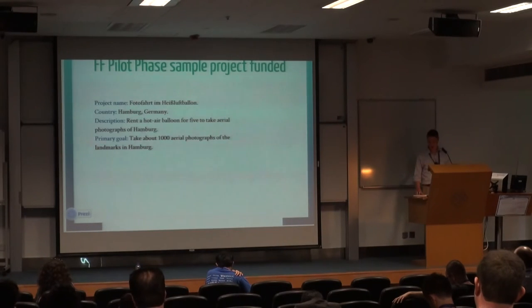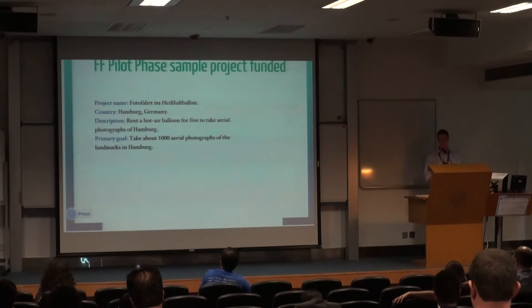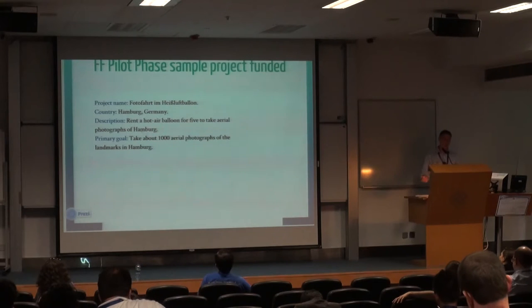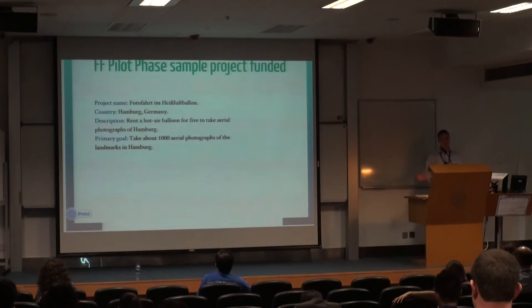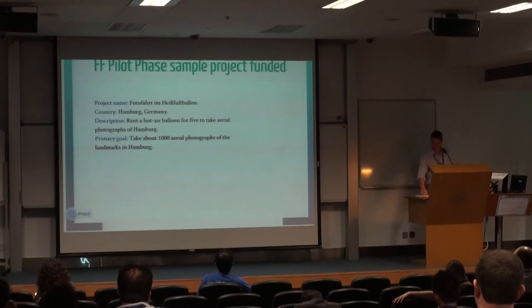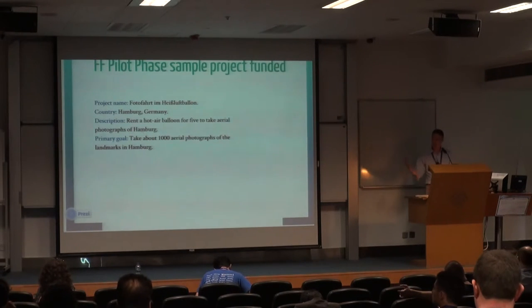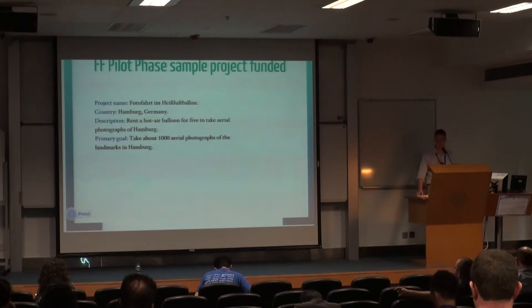So the first project, and perhaps the most successful, was a program done in Germany, where about five photographers were taken up in a hot air balloon to take pictures of the city of Hamburg. I think this cost about, I have here in my notes, 950 euros. The foundation paid for this. It was somebody in the German community who knew about the flow funding project who independently submitted this idea and got it approved. As I said, about five persons went up in the hot air balloon. They took about 1,200 pictures, and about 500 of those made their way onto Commons.